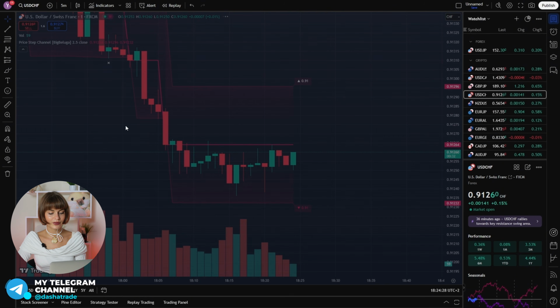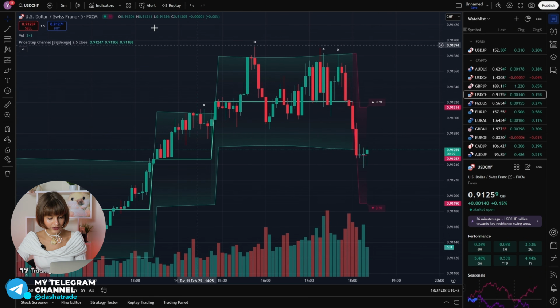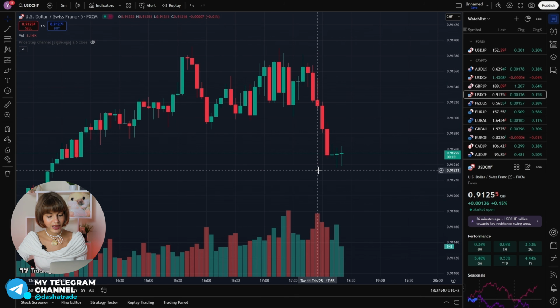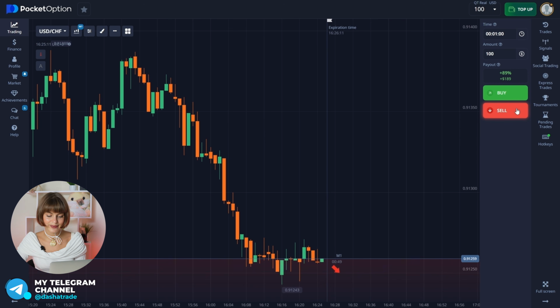But that's not all. I'm switching to 5-minute time frame now. On 5-minute time frame, now the only thing I can note is a certain support level has been broken through here. Breaking the support level tells me that the downward movement will be continued. So I have chosen the desired currency pair and immediately open a down trade.